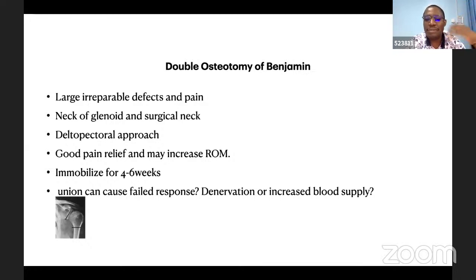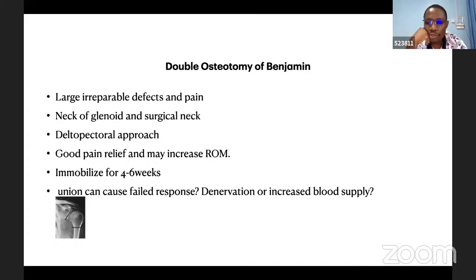Usually this will be by a deltopectoral approach. You do an osteotomy shy of the glenoid surface, and you go up to the posterior, a complete cut through. You leave the periosteum posteriorly only, and then you also cut on the humerus, and you just fracture them like that. You don't fix them. You leave the patient in a sling for some 4 to 6 weeks, and then you mobilize. They usually will go ahead and unite, and that's what you want.